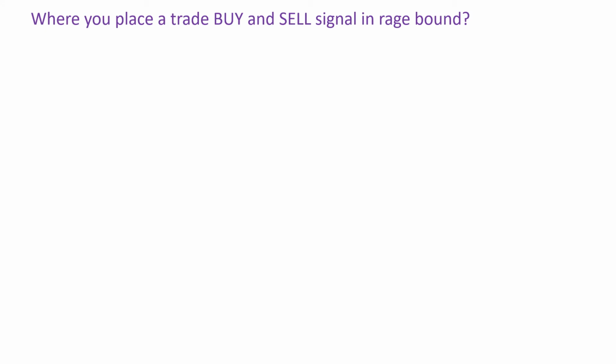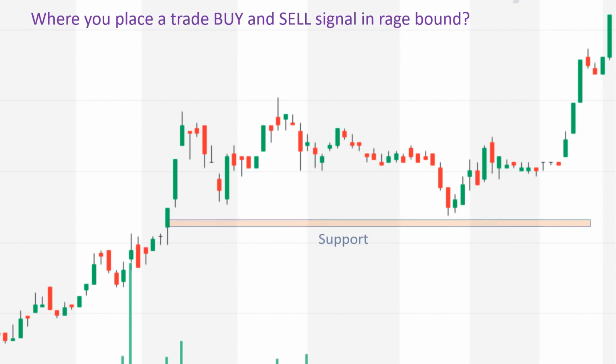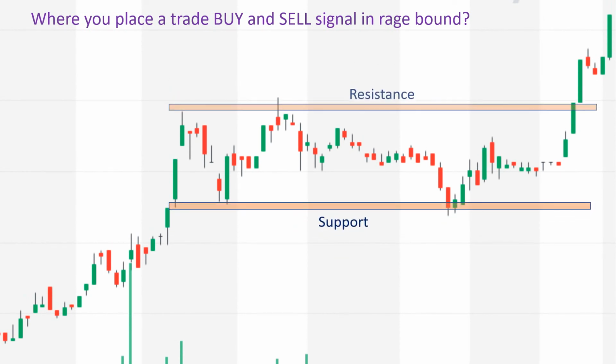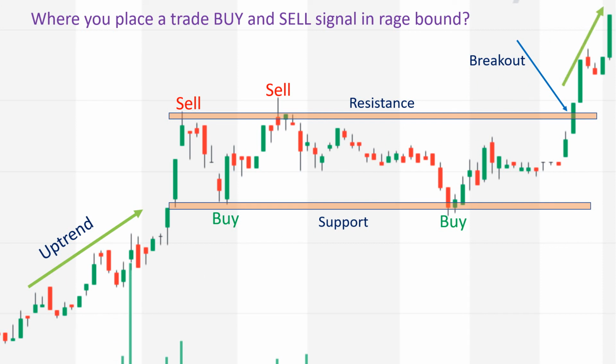Where to place a trade, buy and sell signal in a range band. This is a price trend, this is a support area and resistance area. These are buy signals and these are sell signals. This is a breakout, the price breaking out from the range. This is an upward trend going inside the range and finally breaking the resistance and continuing upward.